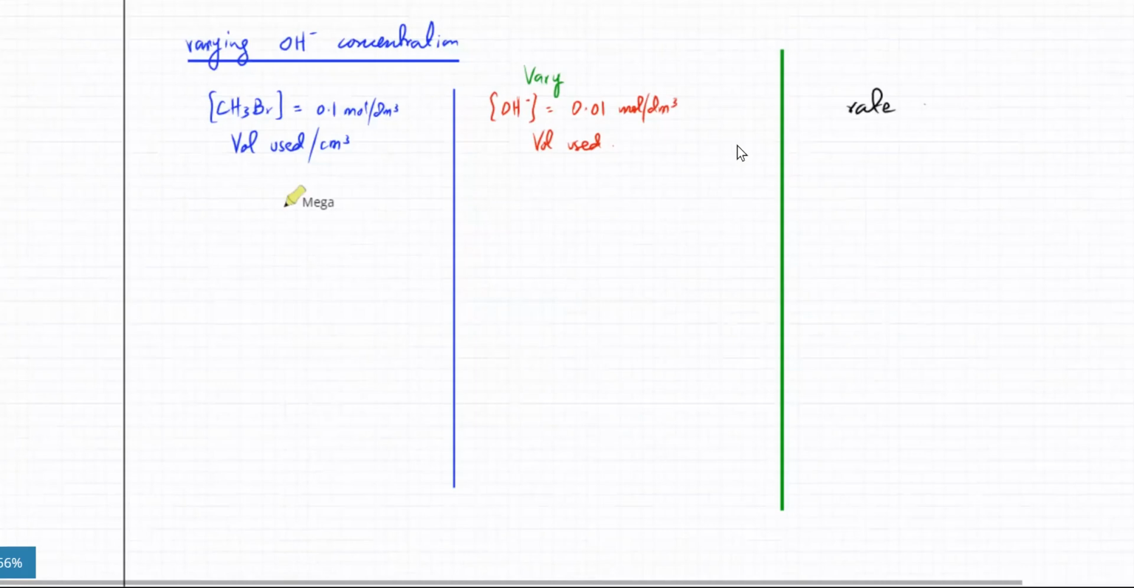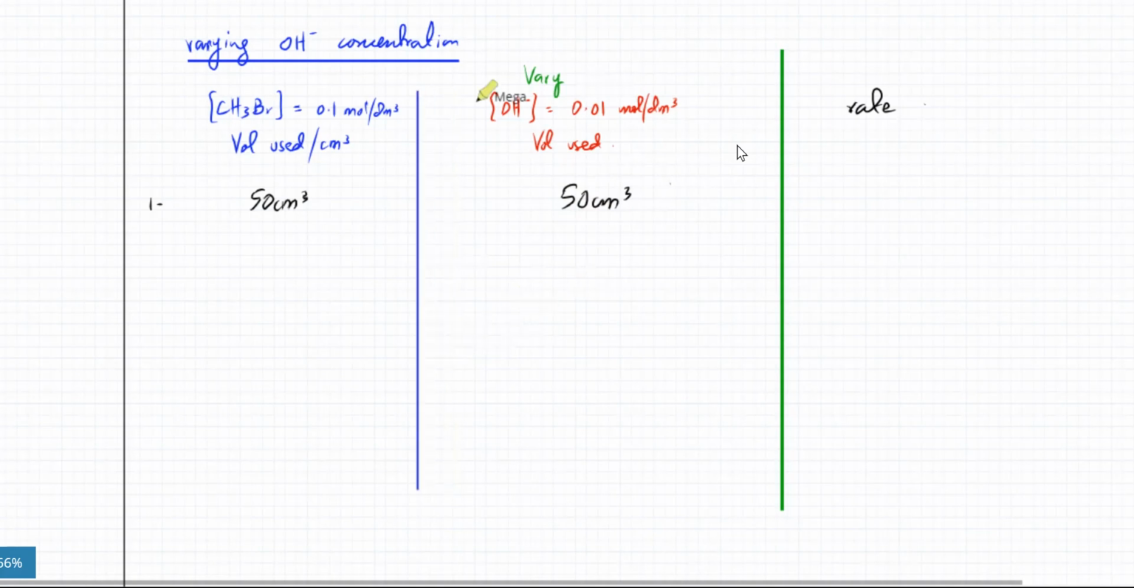So let's do experiment number 1. In experiment number 1, you're taking, for example, 50 cm cube of this, and you're mixing it with 50 cm cube of this other reactant, right? So that is experiment number 1. There needs to be another column over here, so I'll add that column. That's the amount of water added.